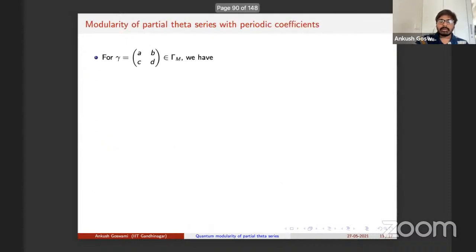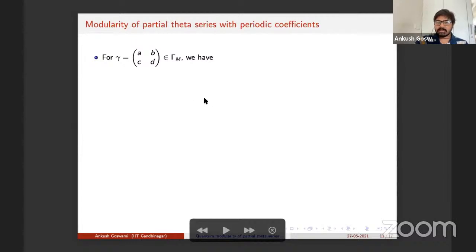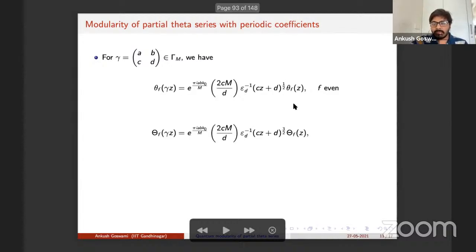And then if you take any gamma in gamma sub m, it follows that if f is an even function, then small theta sub f of gamma z satisfies this transformation with a 1/2 appearing as the exponent of cz plus d. That tells you that it is a half integral weight theta series type of thing. And when f is odd, capital theta sub f of gamma z satisfies this transformation where you have a 3/2 in the exponent of cz plus d, telling you that this is a theta series of weight 3/2.